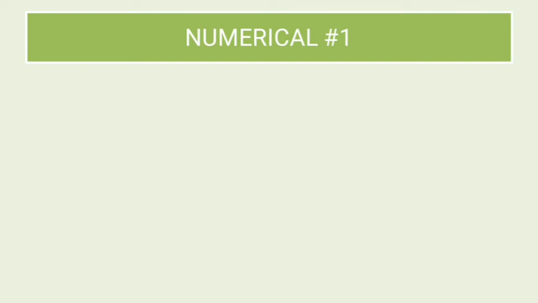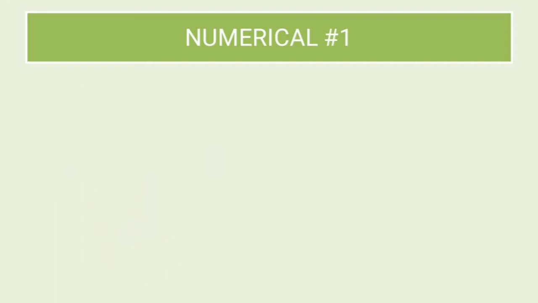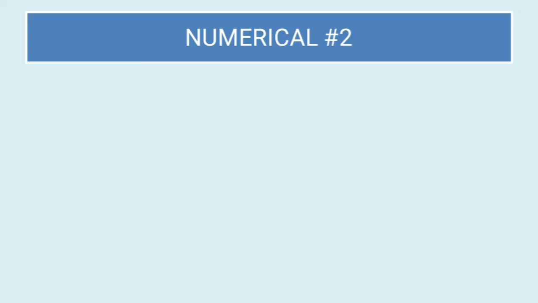So what we have to do is simply substitute. Instead of V, you have to put the potential difference, and instead of I, you have to put the current. So that's what I will do. R is equal to 4 divided by 10 raised to minus 1. Now this 10 raised to minus 1, once it goes to the numerator, what will happen? It will become 10 raised to 1, as we know from the properties of indices. So R is equal to 40 ohms. So that's our answer. Well, that was the first numerical.